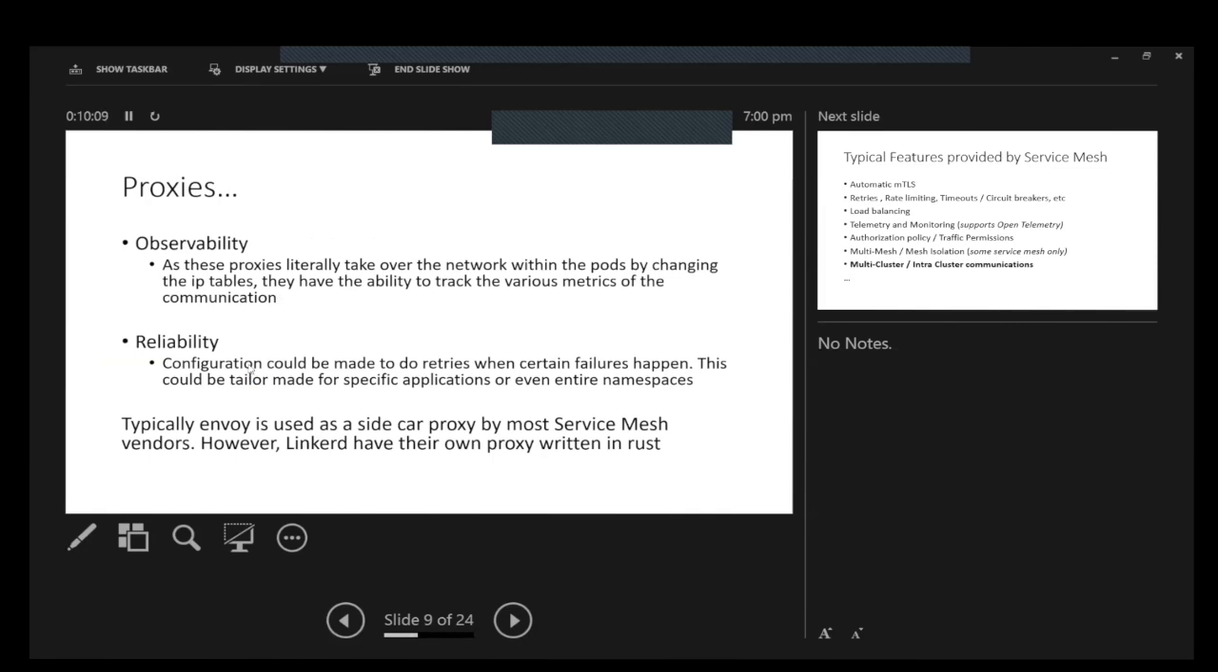Reliability is, again, because it's a proxy that can talk to each other, all the networking part. You can configure this proxy, and not by writing any code, just by configuring the proxy, you can make one pod talk to another pod. Let's say there's a connection failure. You can just retry. You can define how many retries are possible. I'd like to show that in a demo.